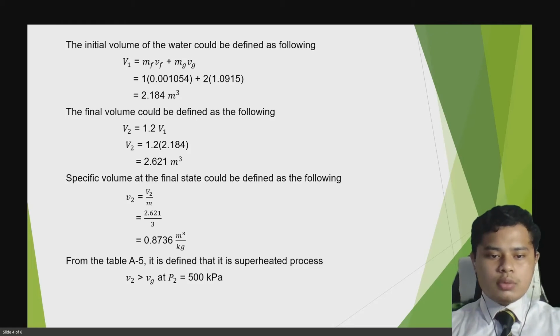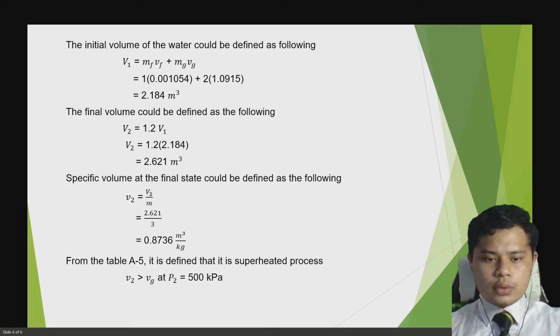So from that, we can find the specific volume for the final state. The specific volume at the final state could be defined as V2, that is the final volume, divided by the total mass. So the calculation is 2.621 divided by 3. So we will get the specific volume at the final state is 0.8736 meter cube over kilogram.